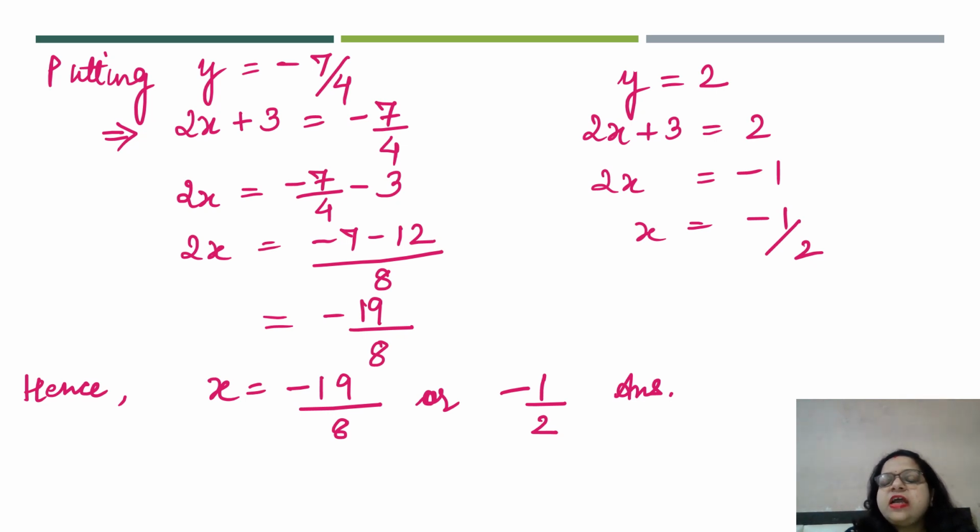Now if y is equal to 2, 2x plus 3 is equal to 2. 2x is equal to minus 1, so x is equal to minus 1 by 2. Hence, x is equal to minus 19 by 8 or x is equal to minus half. That is the answer.